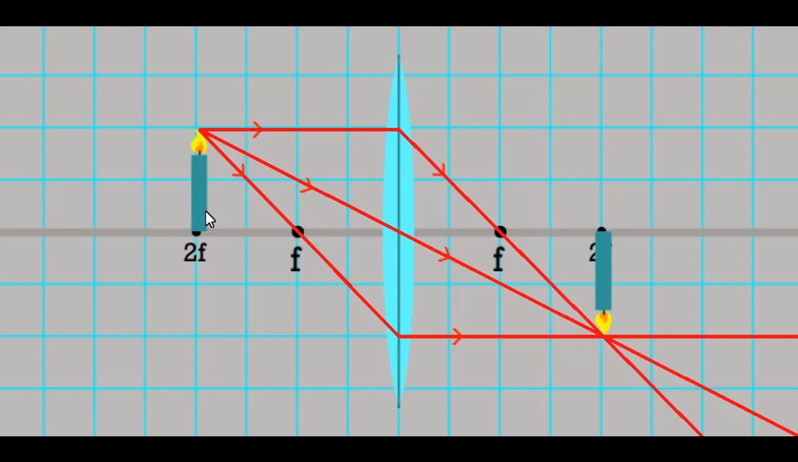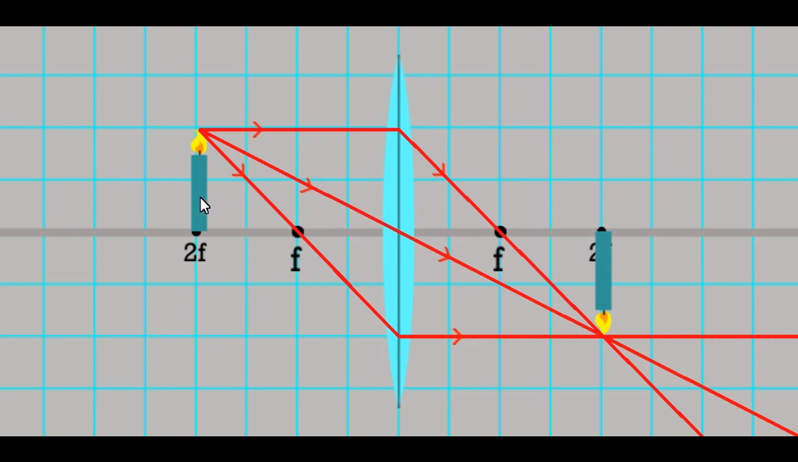So when you place an object at 2f in front of a converging lens or a convex lens, the image will be formed at 2f and the nature of the image will be real, inverted, and of the same size as that of the object.